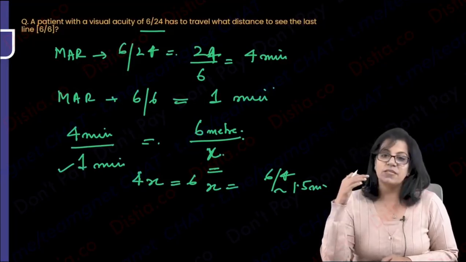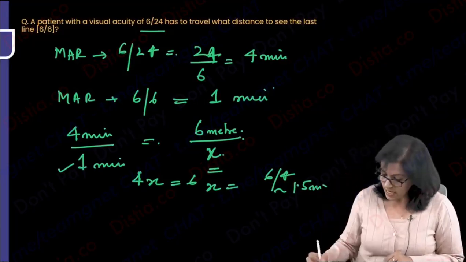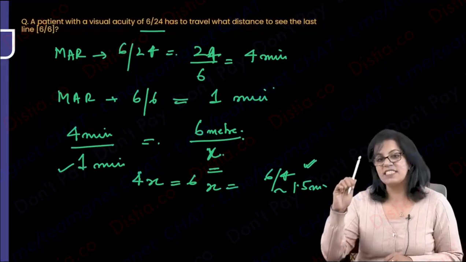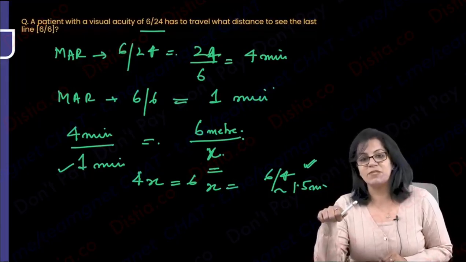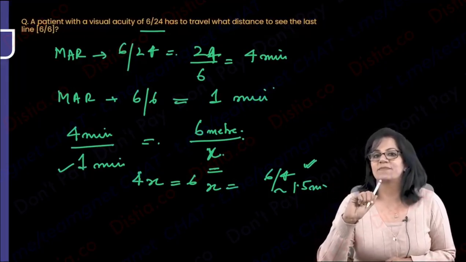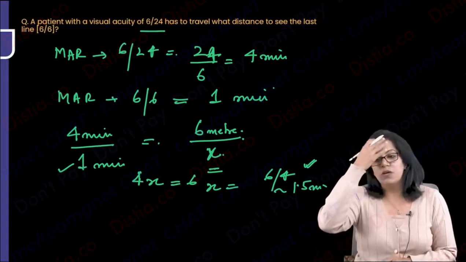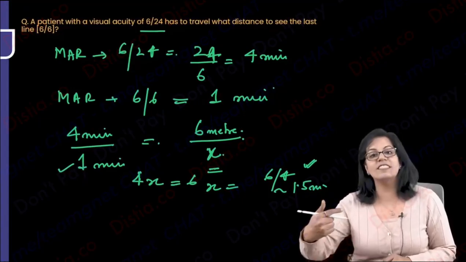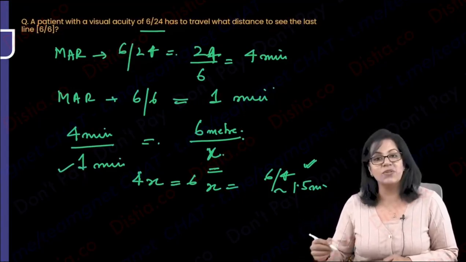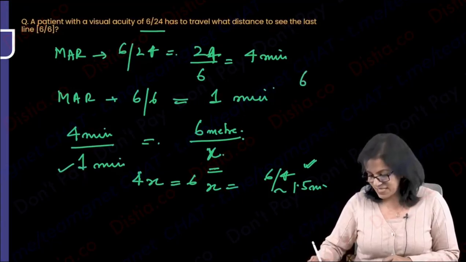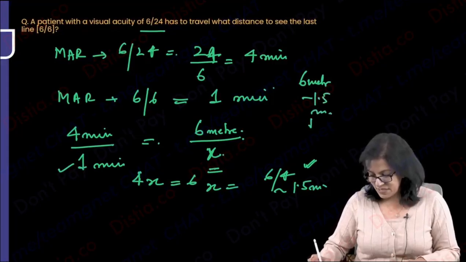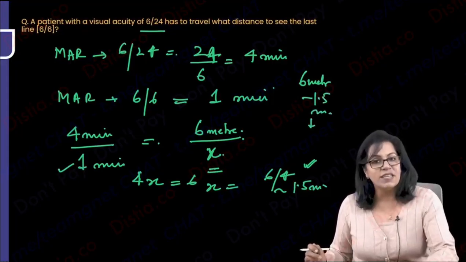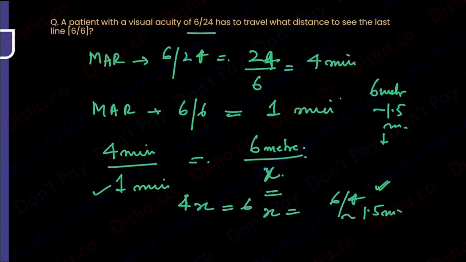Right? So when you say 1.5 meters, this is the distance at which the minimum angle of resolution is 1 minute. Right? So he is already sitting at 6 meters. So how much distance he will travel, you have to subtract, then you get the answer. So it will be 6 meters minus 1.5 meters. This much he has to travel to get the 6 by 6 line.